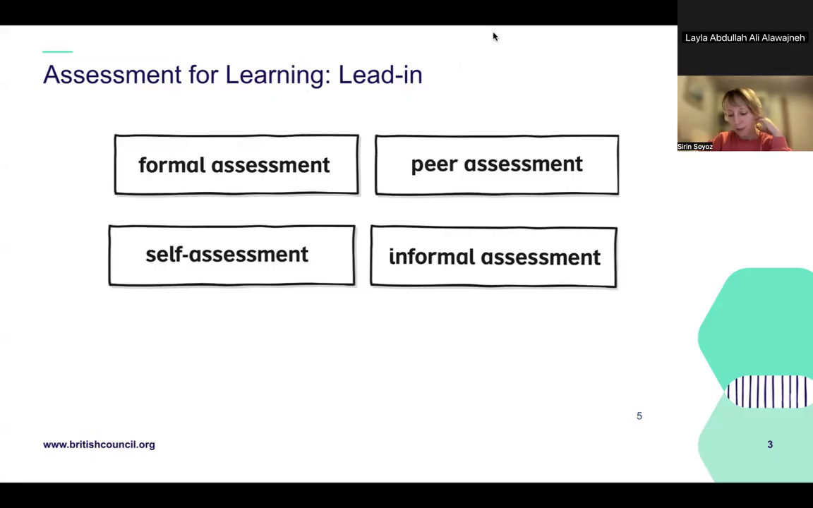Okay, so thank you so much for sharing. There are, of course, some tools that might help with formal assessment, informal assessment. We will talk about all of these, but I like the idea of assessing the process as well, not just the product.